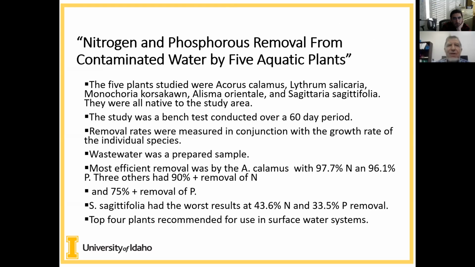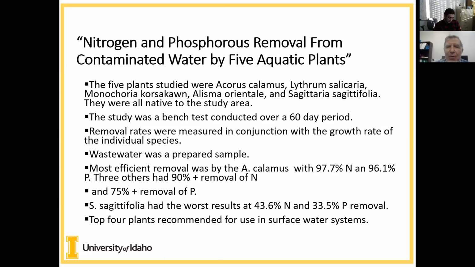Our next RPA is entitled Nitrogen and Phosphorus Removal from Contaminated Water by 5 Aquatic Plants. The 5 aquatic plants are all identified here, and I will not butcher them because I am not a botanist, and most of these I cannot pronounce. The study here was conducted at a bench test over a 60-day period. Removal rates were measured in conjunction with the growth rates of the individual species. Here again, they were measuring and weighing the individual plants. The wastewater was a prepared sample.